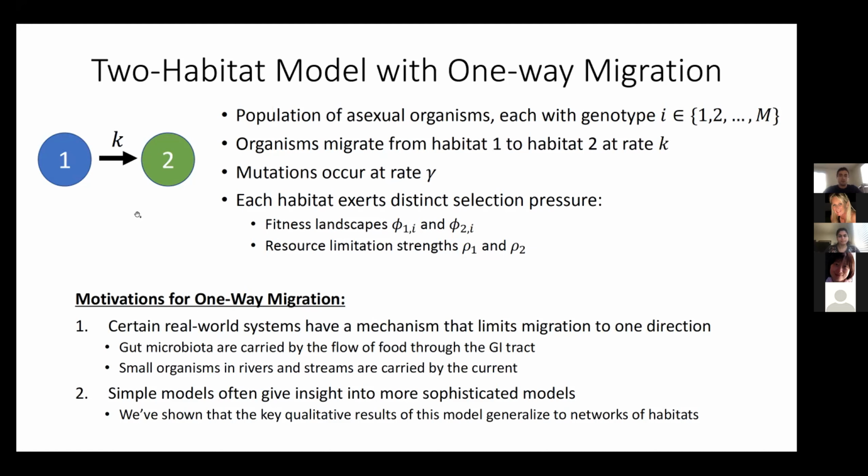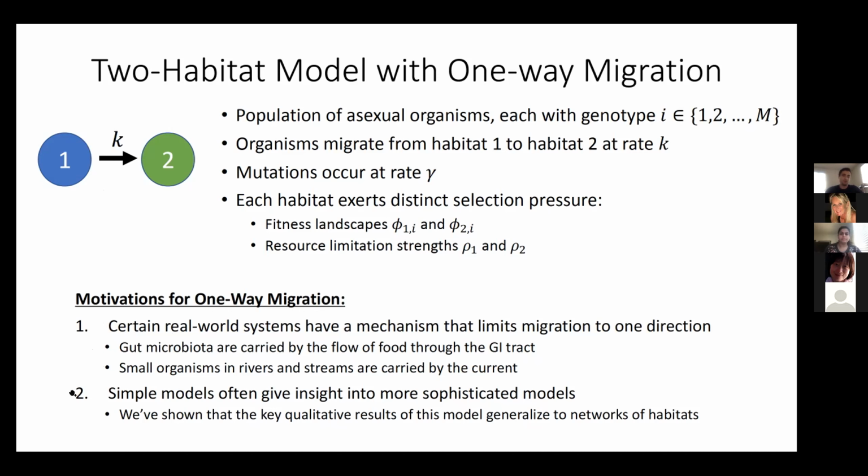And it might seem rather specific to focus just on one-way migration, meaning just from 1 to 2, but we have two motivations for this. The first is that there are real-world systems which have a mechanism that limits migration to one direction. So one example is gut microbiota, which are carried by the flow of food through the GI tract. And another example is organisms that live in rivers and streams that are carried by the current. And we're not experts in either of these areas. And so if people in the audience have insight into the applicability of our model to either of these or to other systems, we're interested to hear.